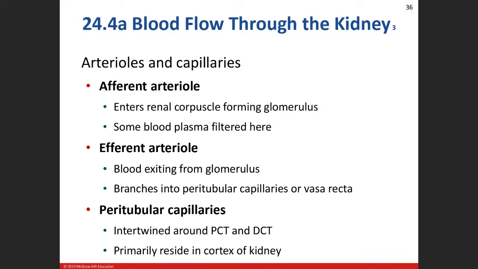So the afferent arteriole is going to enter into the renal corpuscle, forming the glomerulus. That's where we're going to get our blood plasma filtered.